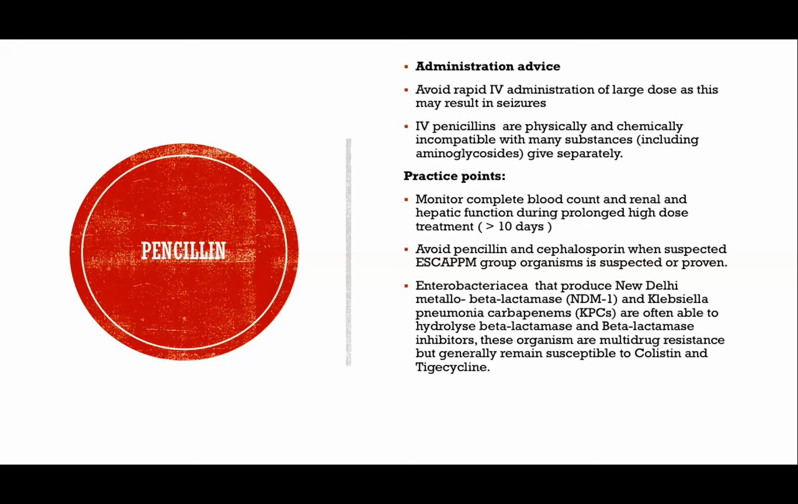Avoid penicillin and cephalosporin when CPE group organisms are suspected or proven. These are Enterobacteria that produce New Delhi metallo-beta-lactamase, and Klebsiella pneumoniae carbapenemase, which are often able to hydrolyze beta-lactams and beta-lactamase inhibitors. These organisms are multi-drug resistant, but generally remain susceptible to colistin and tigecycline.